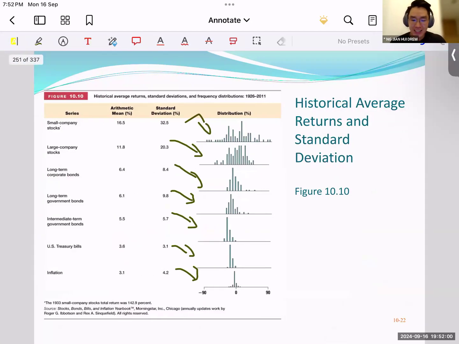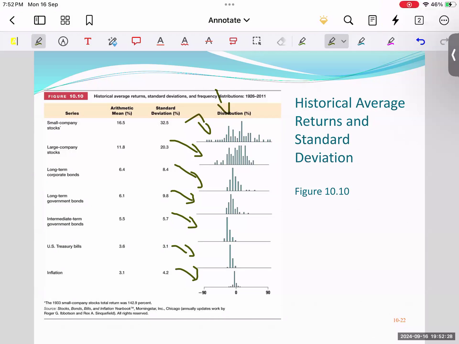Okay, so going back to this slide, the question is, based on the distribution that you can see here, which stock has the highest risk? Anyone like to give it a try? The small company stocks, right? Yes, that's right. Small company stocks, because of the dispersion, the spread of data is so much. Compared to these, the spread is lesser. Compared to bonds, even lesser. Government bonds, even lesser.